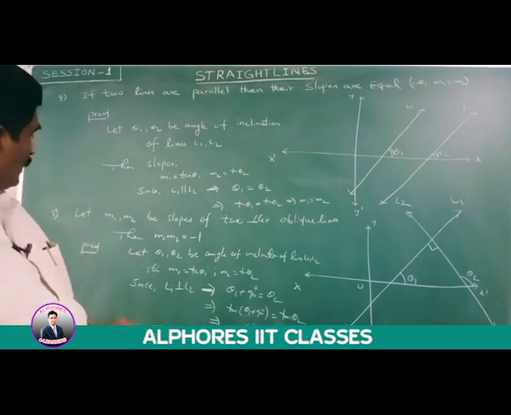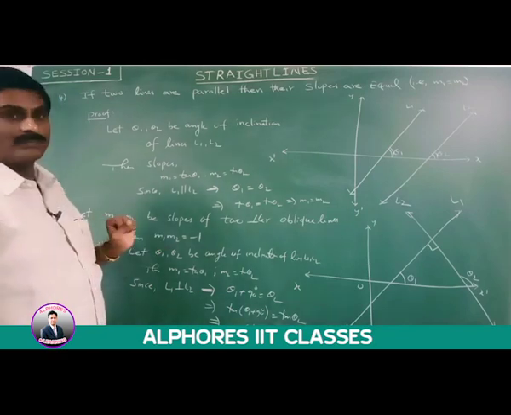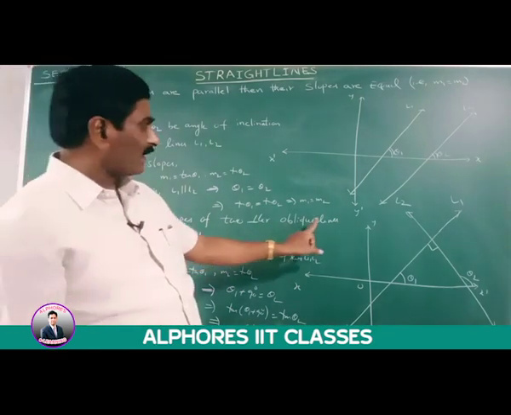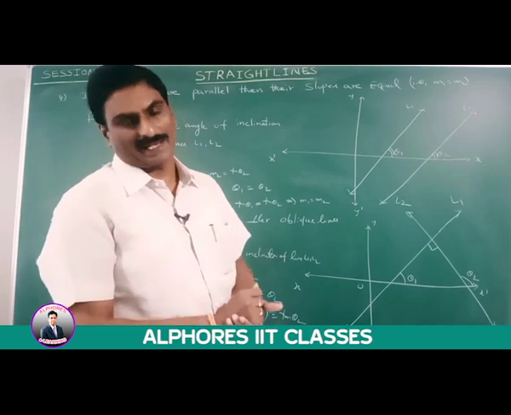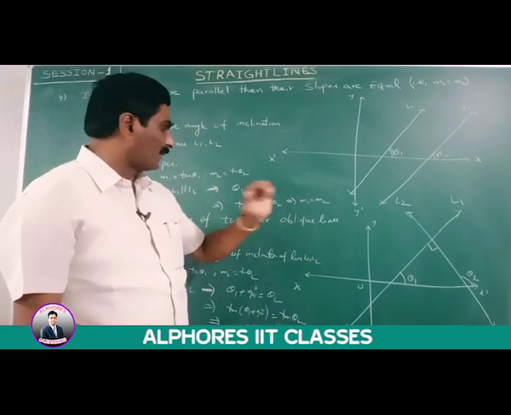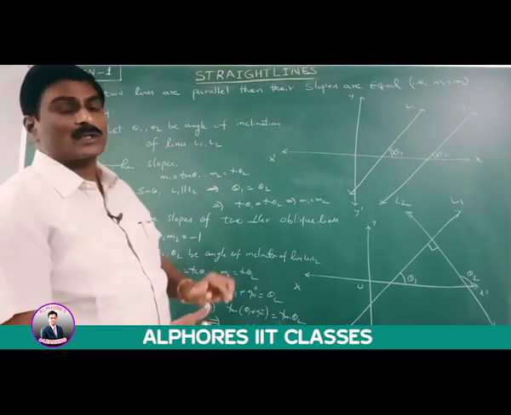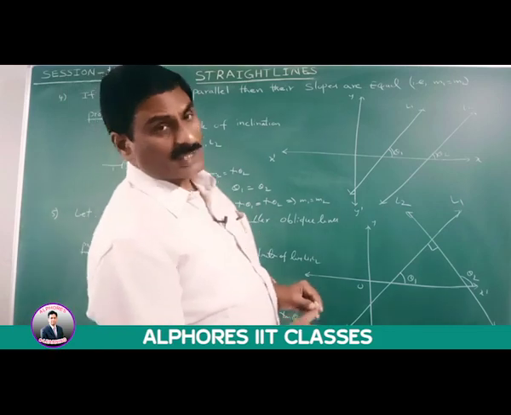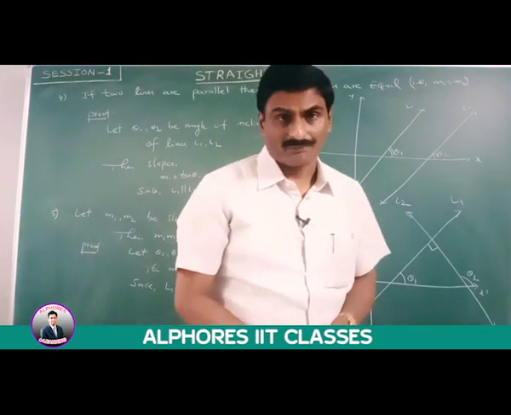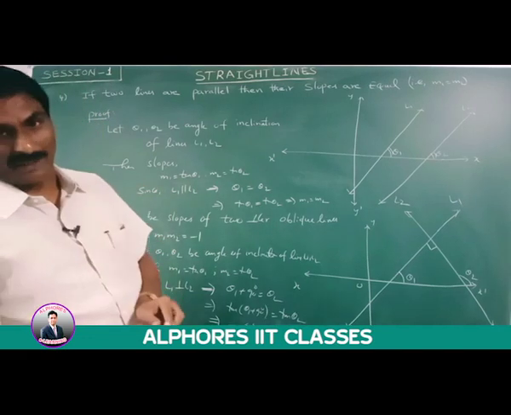Next, fifth one. Let m1, m2 be slopes of two perpendicular oblique lines. That means inclined lines. Then the product of the slopes m1, m2 is equal to minus 1. Very, very important. In this case, the two lines are perpendicular.